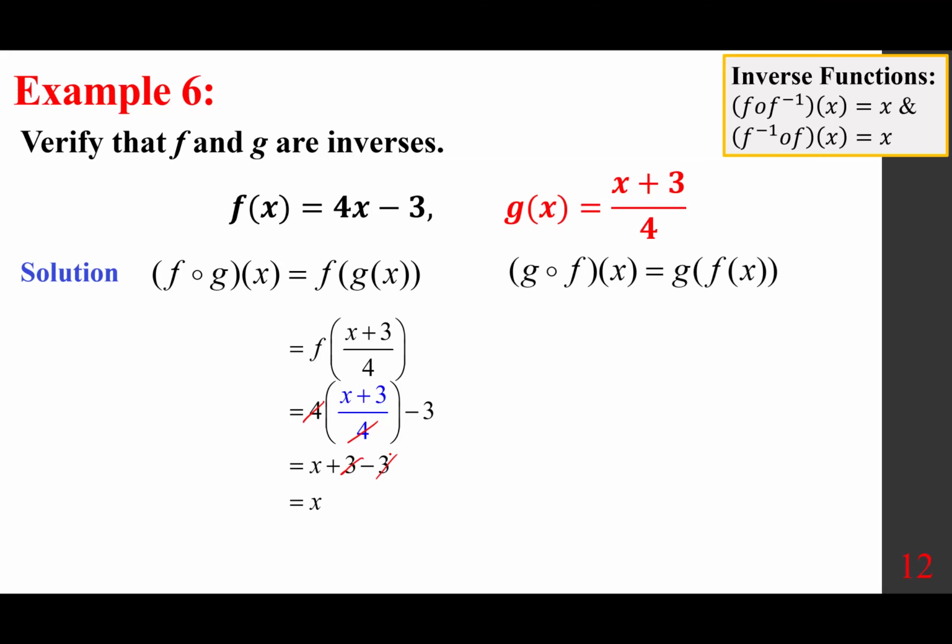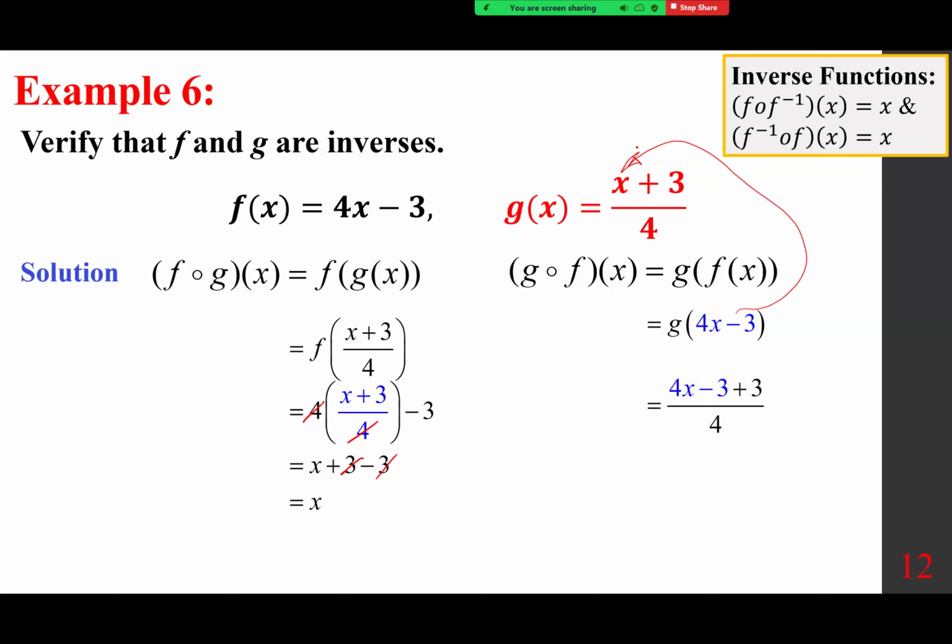g of f is g of f of x. That means g of 4x minus 3. That means we're going to put this in here. That's the meaning of it. So we get 4x minus 3 instead of the x, and then we continue with the rest.